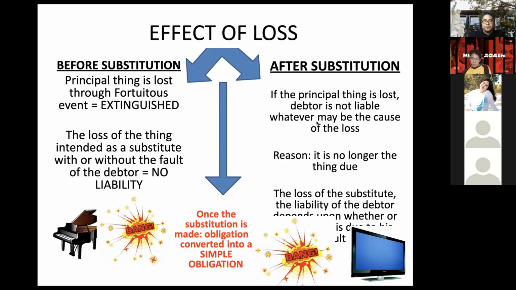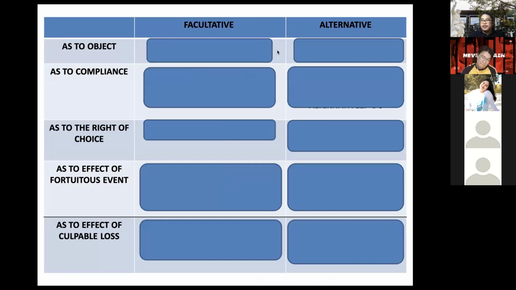All right, thank you. So your assignment, I'm just giving it ahead, kaya wala ko pa na-publish, is for you to create a distinction between facultative and alternative obligation as to object, as to compliance, as to the right of choice, as to the effect of fortuitous event, and as to effect of culpable loss. I'm giving this ahead so that you would have the idea. Wala ko pa siya na-publish, but this is part of the exercise that I'm going to announce to you.